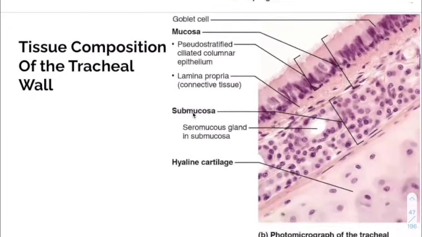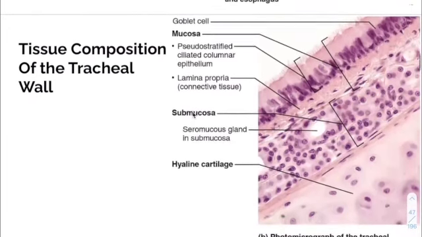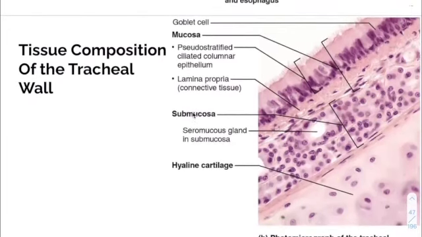So here are the different layers of the trachea. You see that top layer, this is the mucosa up through here. This is your pseudostratified ciliated columnar epithelium. Under that, we have our submucosa. You see the white areas in here? These are those seromucous glands.